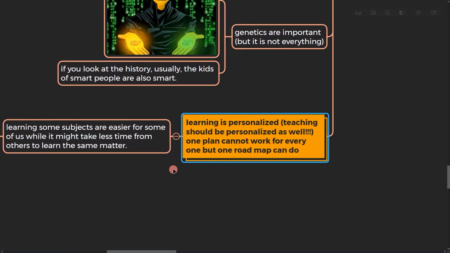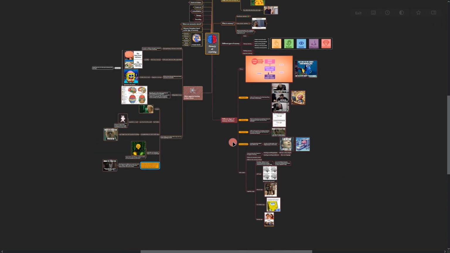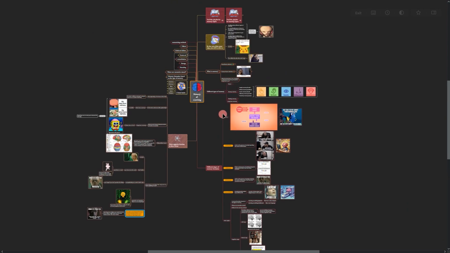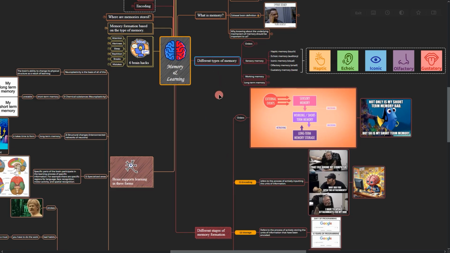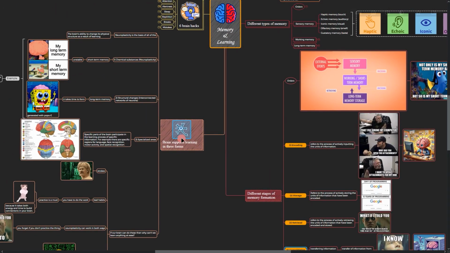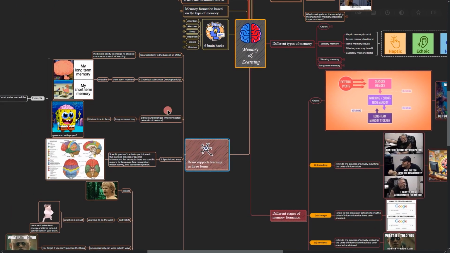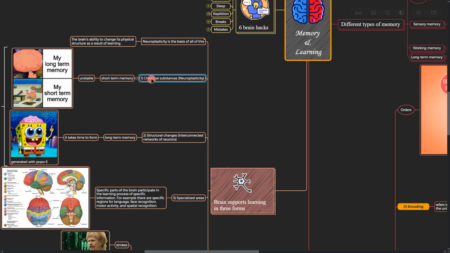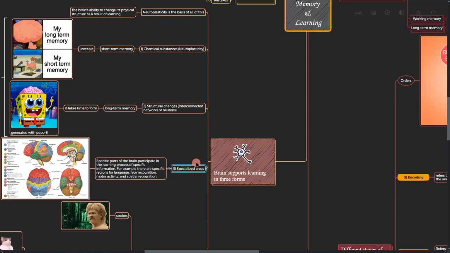All right, so let's summarize. So far we took a look at different types of memory. We have different stages of memory: encoding, storage, retrieval, and consolidation. And brains also support different types of learning. We have chemical substances for short-term memory. We have structural changes, connections between networks of neurons, and we have a specialized area.